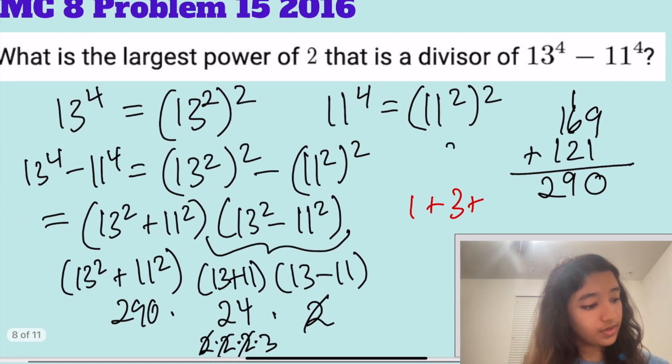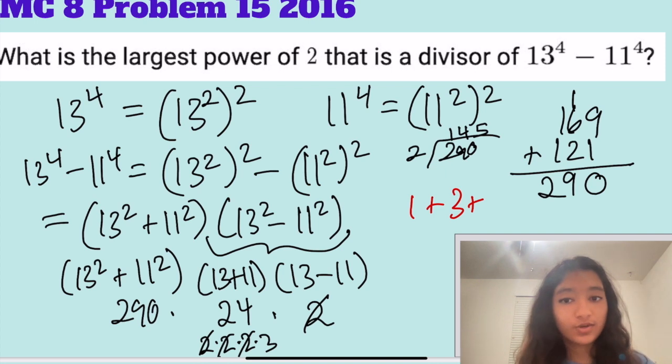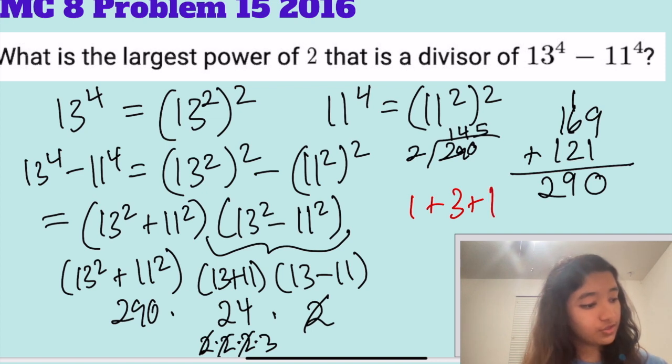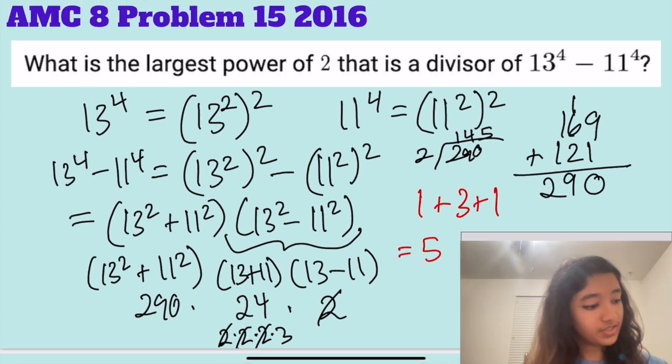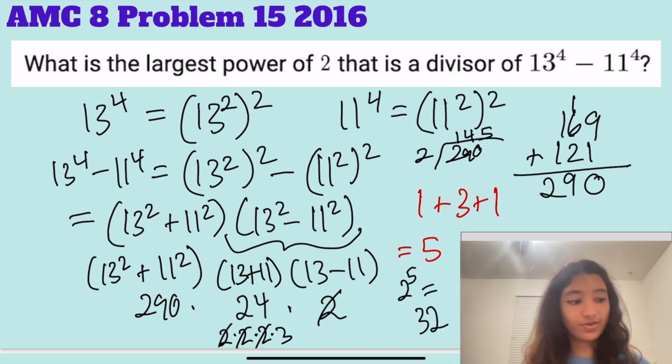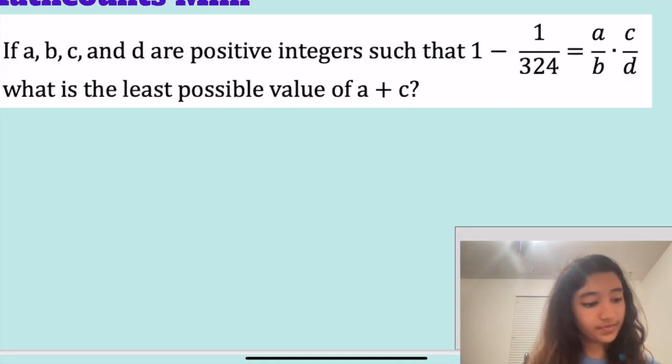If you did 290 divided by 2, you get 145, and 145 is odd, so you can't have any more factors of 2 in there. So 290 contributes 1. Altogether we have 1 plus 3 plus 1, which is 5 powers of 2. So our answer is 2 to the 5th, which is 32. Okay, on to the next question.